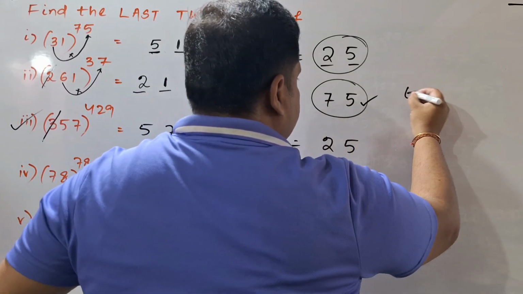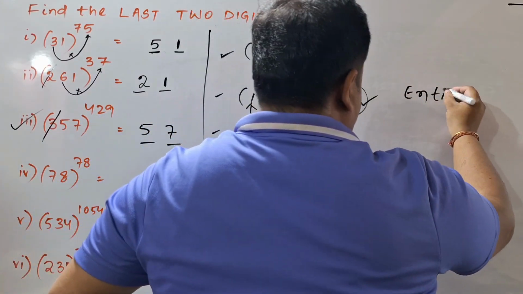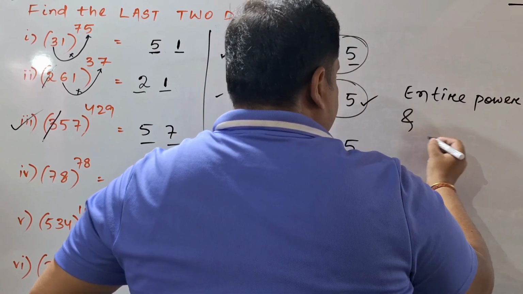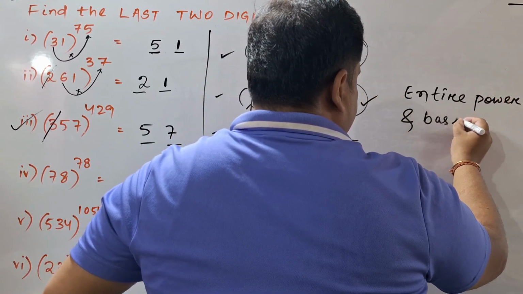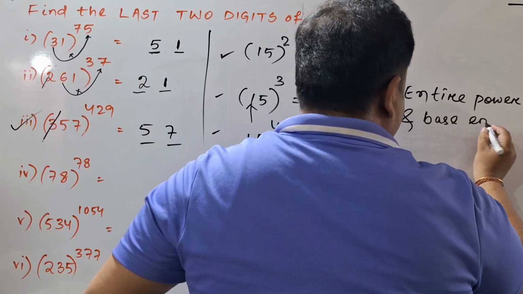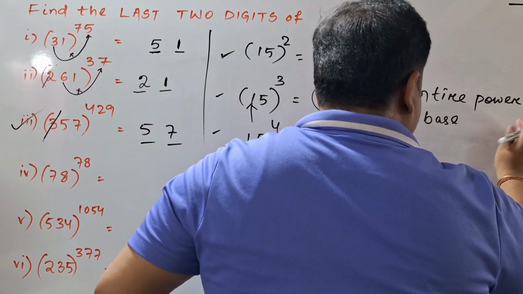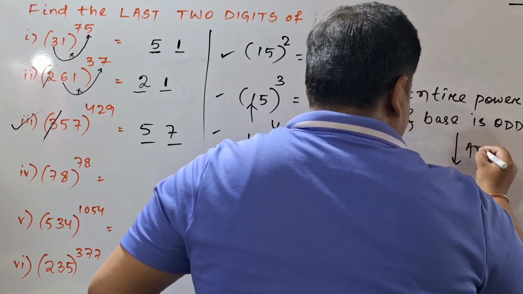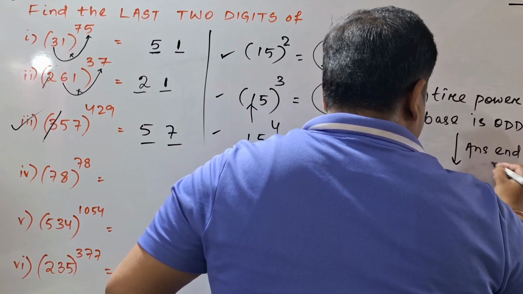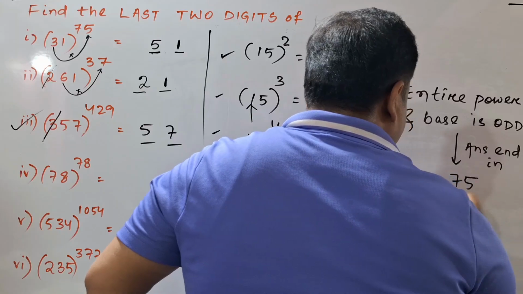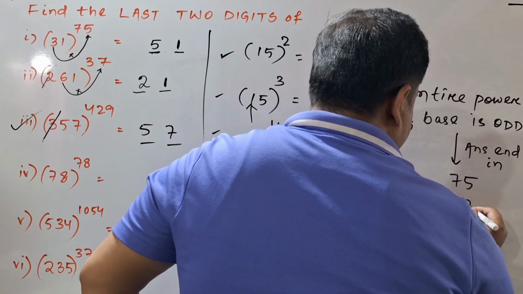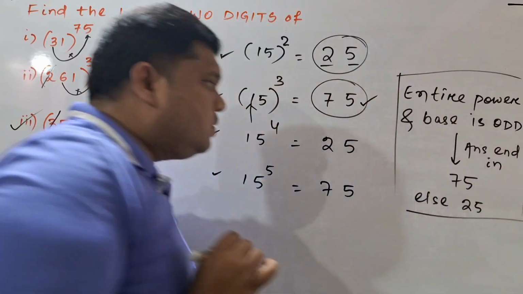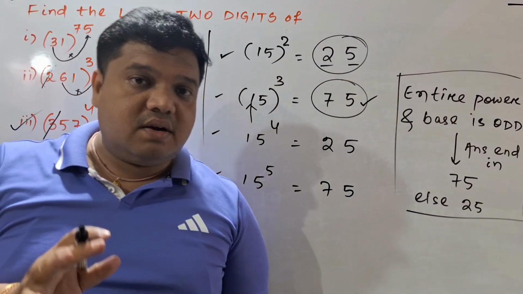Here I can write: if the entire power and the tens place of the base are odd, then the answer ends in 75, else 25. You can note it down. Just note it down. You have to check the entire power.